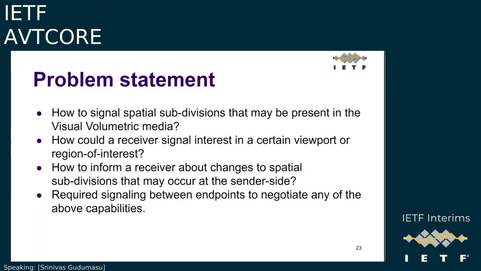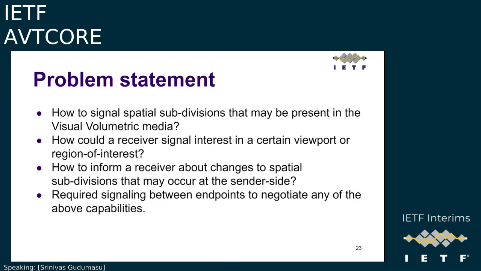So considering all these things, the problems that we have are: how to signal the spatial subdivisions that are defined and that can be used for partial access. How do we define those subdivisions, and how do we share them with the client? And when a receiver knows about the spatial subdivisions, how can it retrieve the content based on its viewport or region of interest? How can that be achieved?